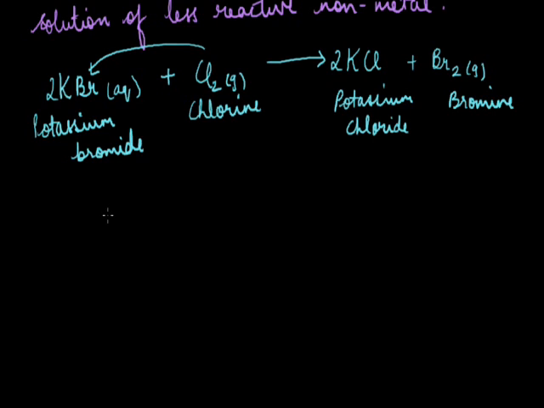The order of non-metal reactivity for halogens: fluorine is more reactive than chlorine, which is more reactive than bromine, which is more reactive than iodine. So chlorine will displace bromine and iodine from their salt solution. But bromine will not be able to displace chlorine from its salt solution.